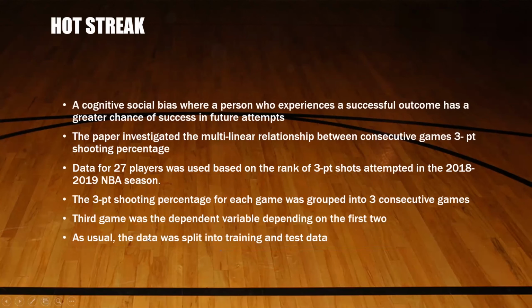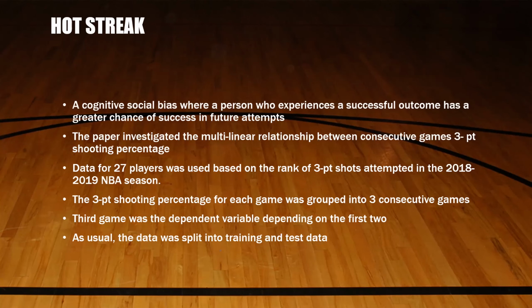And lastly, we have the issue of the hot streak. The hot streak was considered to be a cognitive social bias where the person who experiences a successful outcome has a greater chance of success in future attempts. So the idea that, if I score one 3-point shot and then I score a next 3-point shot, then I have a better chance of scoring a 3-point shot given that I just scored the first 2 3-point shots. And that's what the paper endeavored to try and investigate.